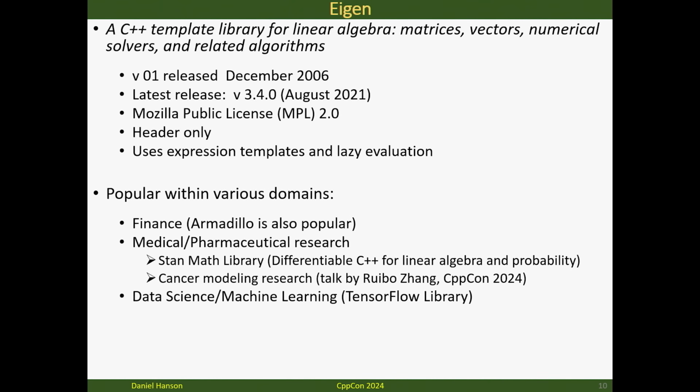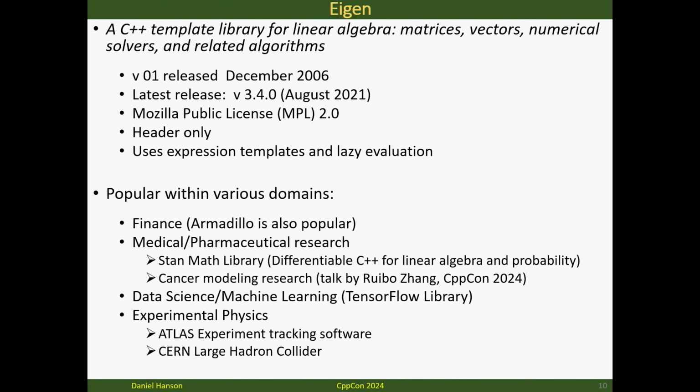You can also find it in data science and machine learning. One example is that it was adopted for the TensorFlow library. And also you might find it in experimental physics. An example of this is it was adopted for what's called the ATLAS experiment tracking software, which is used at the CERN Large Hadron Collider in Switzerland.